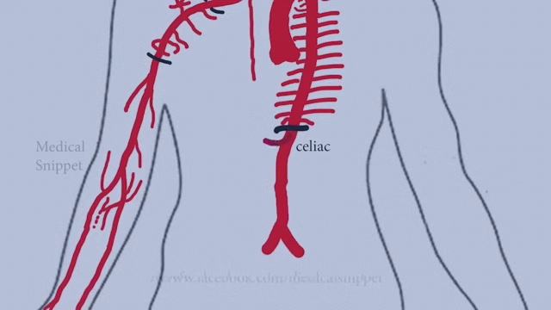Celiac trunk arises at the level of 12th thoracic vertebra. The celiac artery supplies blood to the liver, stomach, abdominal esophagus, spleen, and the superior half of both the duodenum and the pancreas. These structures correspond to the embryonic foregut. It divides into common hepatic, splenic, and left gastric arteries.